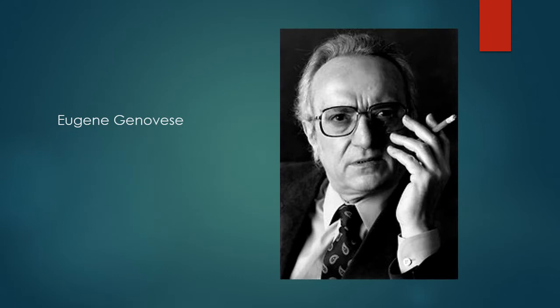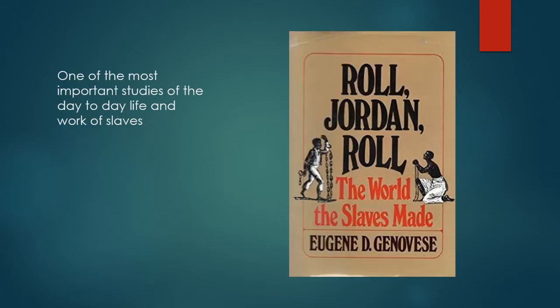Now, Eugene Genovese is another revisionist historian. Genovese has an interesting history himself, but his book, Roll, Jordan, Roll: The World the Slaves Made, was one of the most important books on the everyday life and work of slaves, the slave community, the role of religion in the slaves' lives, and how slaves tried to resist the oppression of slavery, something that is called agency that I'll discuss more in a moment here.